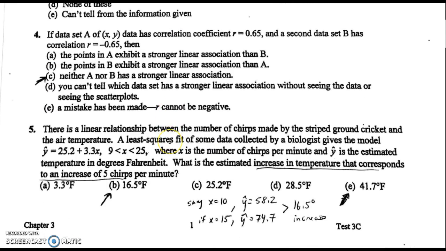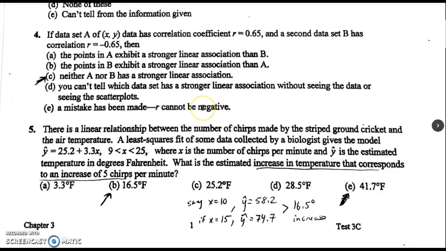Question 4. If data set A of x and y data has correlation coefficient r equals 0.65, and a second data set B has a correlation of negative 0.65, then what? Is A stronger than B? Is B stronger than A? Is neither one stronger than the other? Or you can't tell without seeing the data or the scatter plots? Or has a mistake been made because r can be negative?